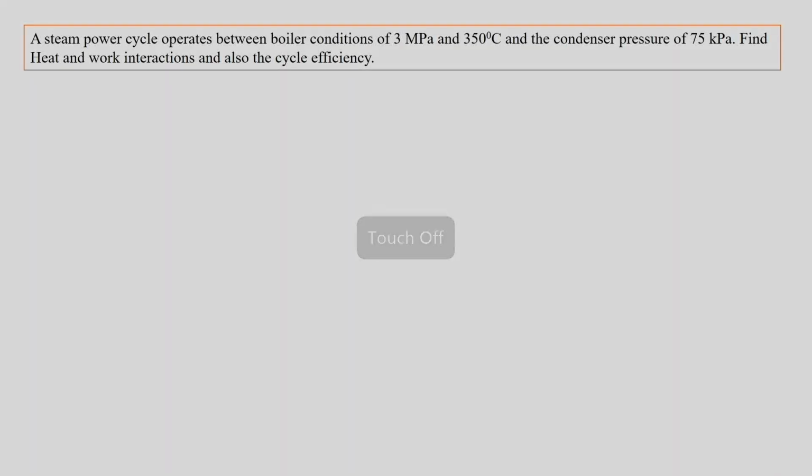We will move ahead to the next example, which states that a steam power cycle operates between boiler conditions of 3 megapascal and 350 degrees Celsius and a condenser condition of 75 kilopascal. Find heat and work interactions and also cycle efficiency. So this example for practice is almost similar.